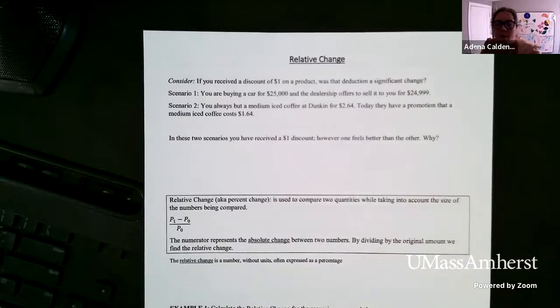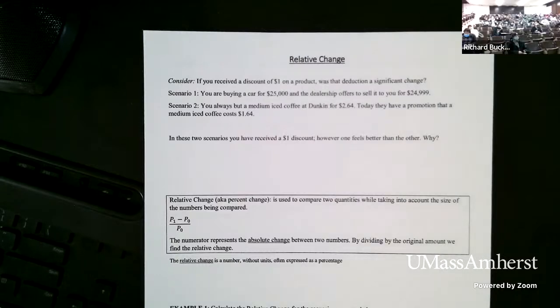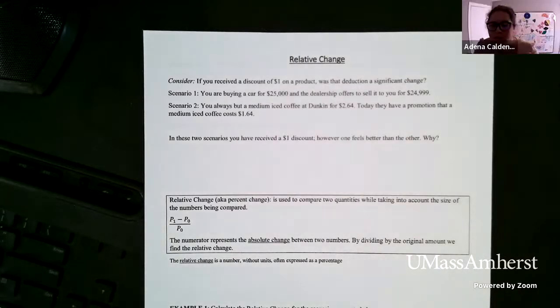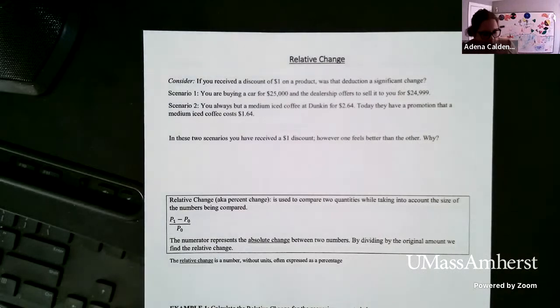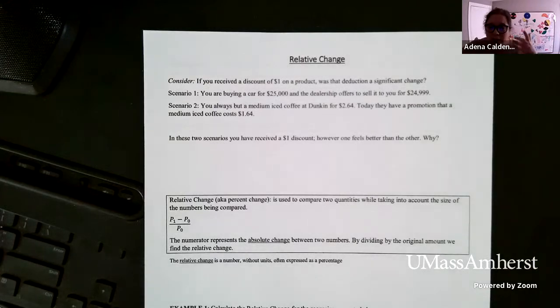So consider this, scenario one, you're gonna buy a new car, $25,000. You go to the dealership and they offer to give it to you for $24,999. So they're gonna save $1 on this really expensive car, right? So that $1 is not a very good discount, right? I think we can all agree. Now, let's consider another scenario where you're going to go and buy a coffee at Dunkin' Donuts, and it's going to be $2.64. Today, they're having a promotion, and they're going to sell it to you for $1.64. So again, you're saving $1, but now the savings is more substantial relative to the price, right?